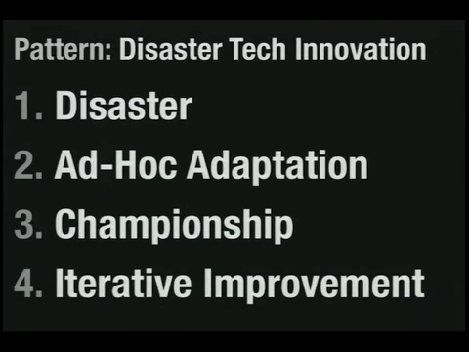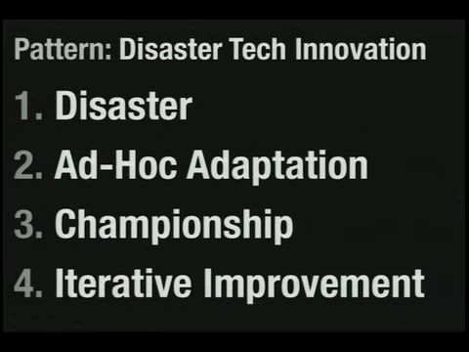And so I wanted to explain how to actually do it and then how to take that home to your own organizations. So there is a way. About a year ago, Mikkel Marin and I discovered a pattern, if you will, for disaster tech innovation. And this pattern is really simple.